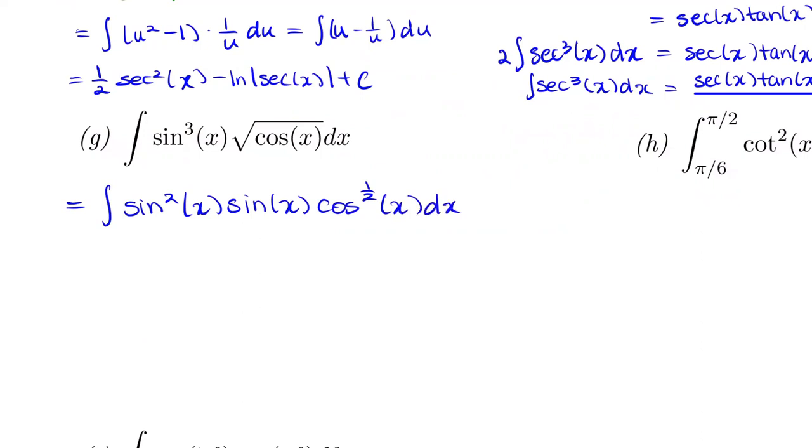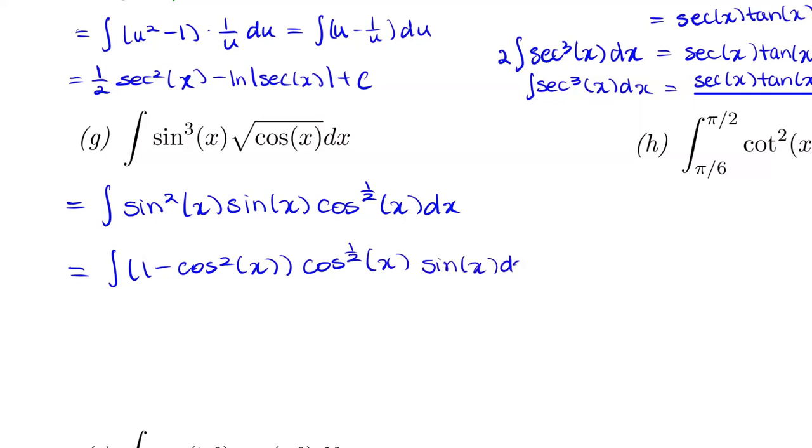All right. So now what we're going to do here is use Pythagorean's identity. So we're going to have 1 minus cos squared of x, and we have a cos half of x, and we have a sine of x dx. Now we're going to make the substitution that if we let u equal cos of x, then that means du is equal to negative sine of x dx.